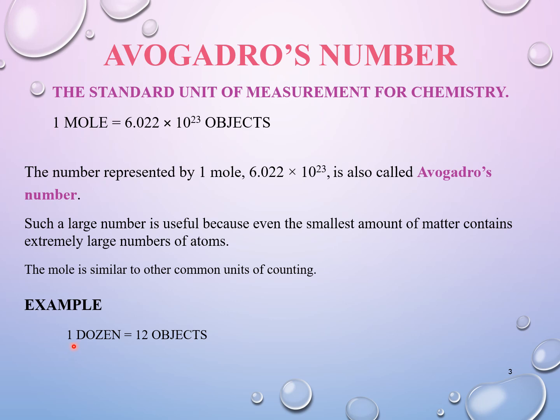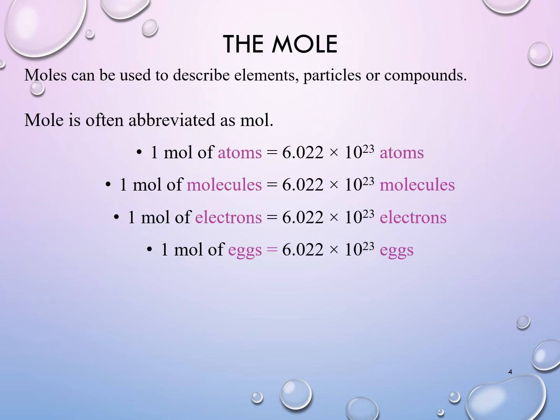This is similar to 1 dozen, meaning 12. We just have a bigger number, and this number is called Avogadro's number. Like I said, 1 mole of atoms can mean 6.022 times 10 to the power 23 atoms. 1 mole of molecules would mean 6.022 times 10 to the power 23 molecules. We can say the same thing about 1 mole of electrons, 6.022 times 10 to the power 23 electrons.